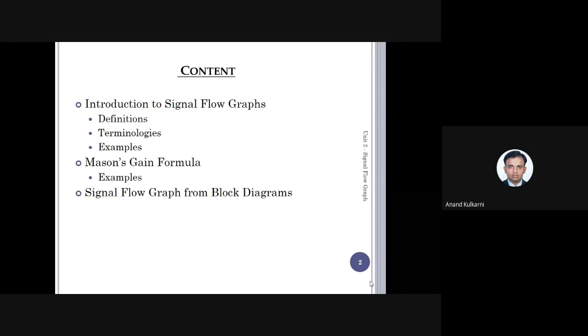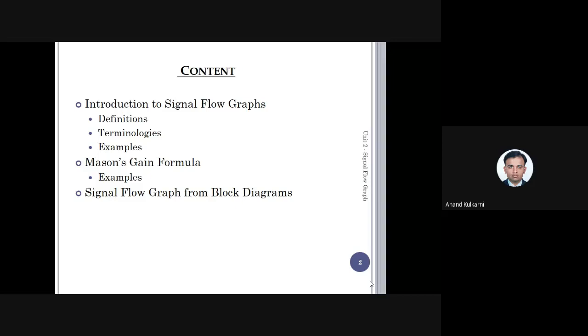This is the signal flow graph, the next part of block diagram. We all know why block diagram is necessary: if the system is very complex, it is very difficult for us to draw the system and understand it. So the entire system or subsystem is represented by a block diagram. How to solve the block diagram, the rules and problems, we have understood.